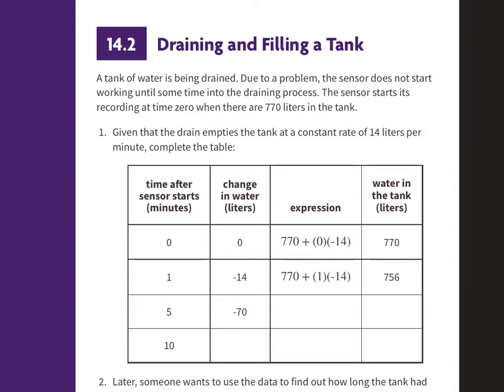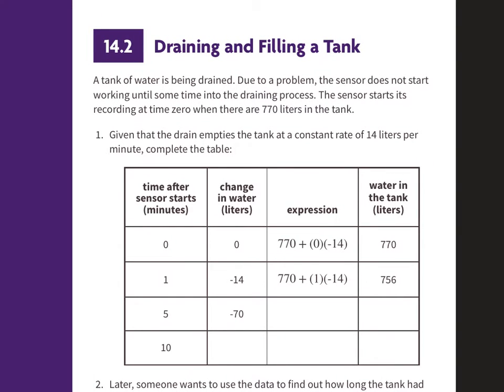table. So after the first minute, we're minus 14 because it's draining, that's why it's negative. So 1 minute times negative 14 is negative 14, so we're just going to go 770 plus negative 14 and we get 756. Now, after 5 minutes, we go 5 times negative 14, and that's where we get the negative 70. So 770 plus negative 70 gives me 700.